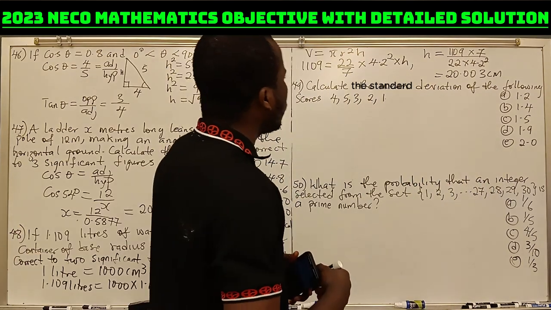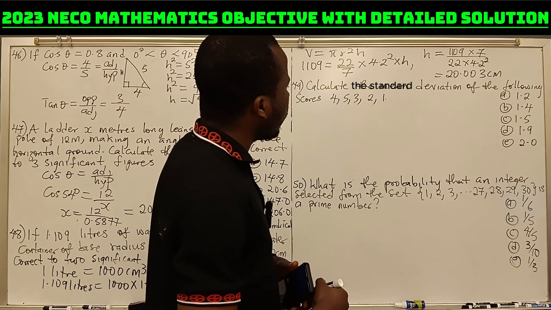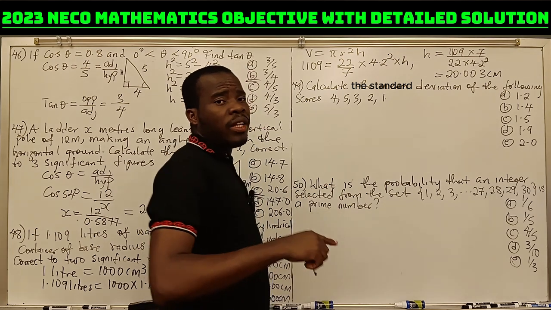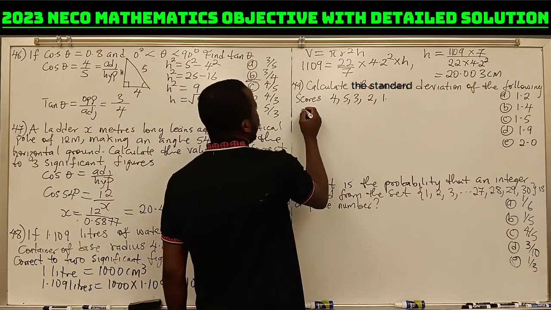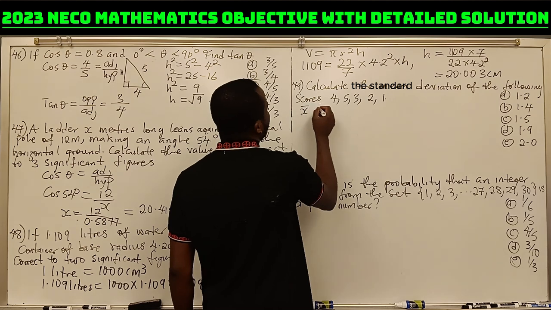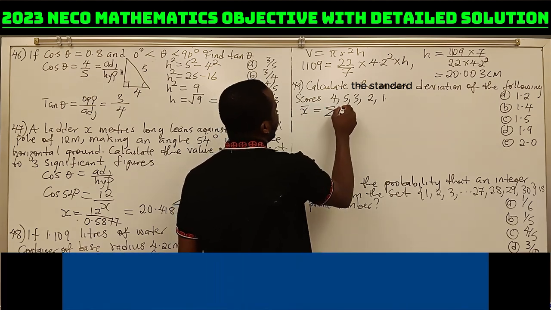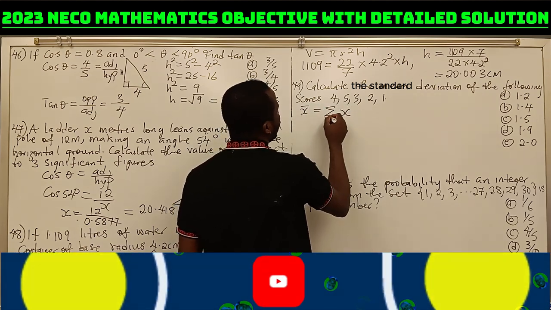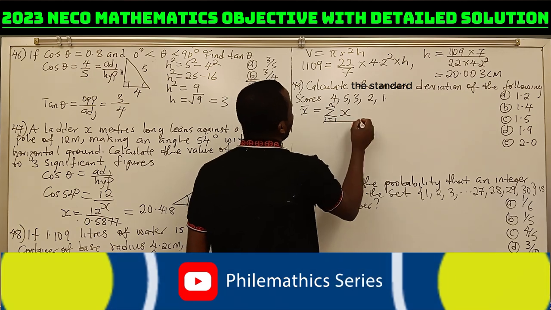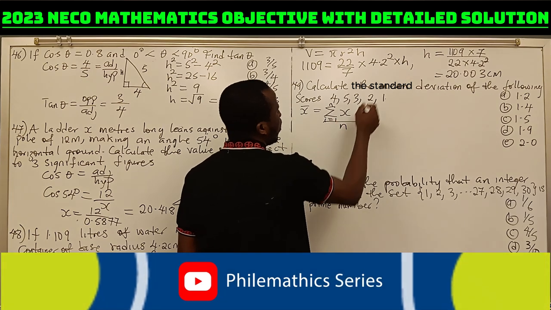Calculate the deviation of the following scores: 4, 5, 3, 2, 1. We have to calculate the mean first. So to find the mean, it is the summation of x i running from 1 to n over the number of terms given.